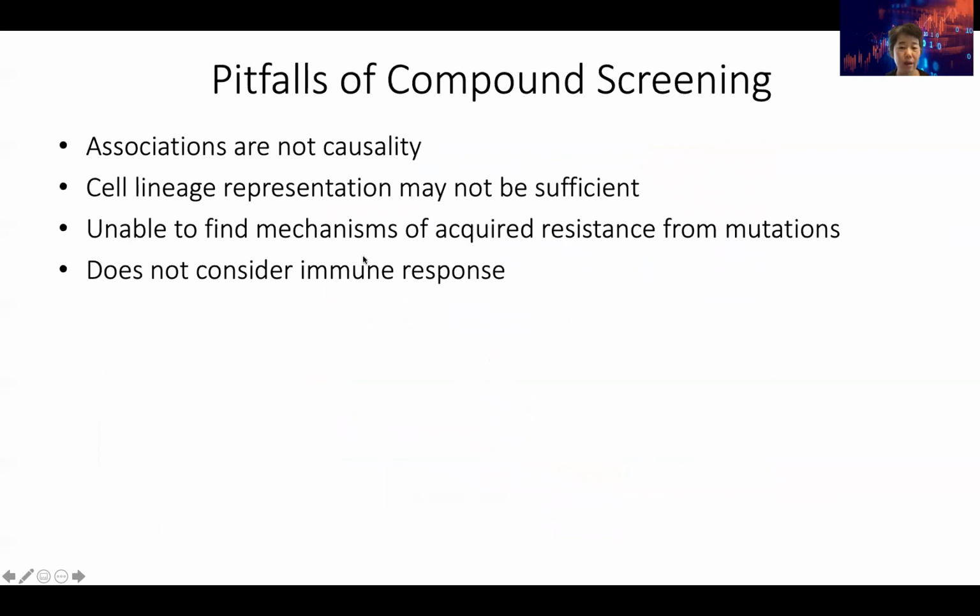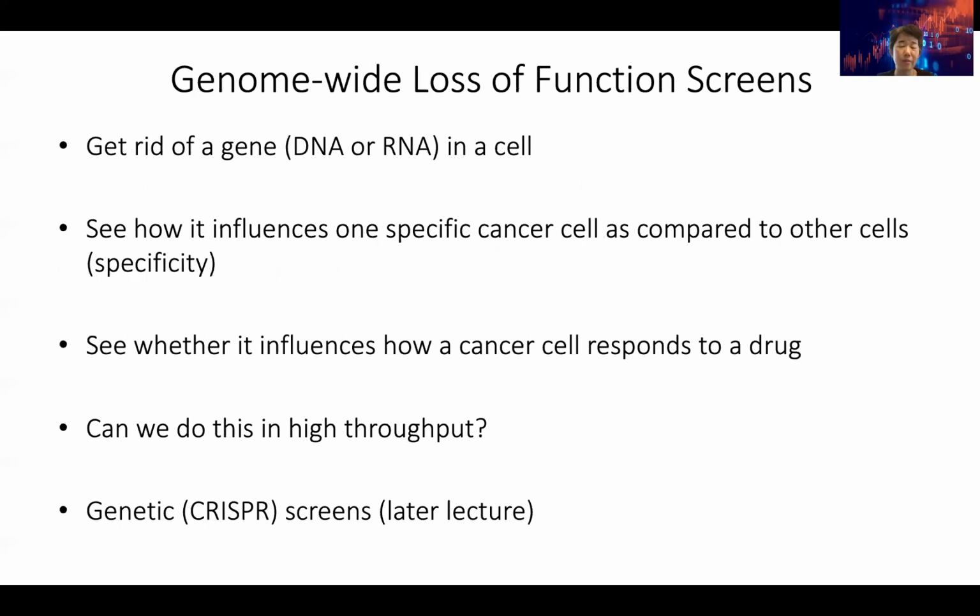Also, if this is an acquired resistance that cancer cells develop later, you may or may not see it. If the cancer cell line already has that mutation, you can find it. But these cancer cell line experiments are usually done in a matter of 2-3 days. So some of the later developed resistance mechanisms you may or may not be able to find. And finally, it does not consider immune response, because the cancer cell line growing in a Petri dish does not have immune cells nearby. So we lose some of that information.